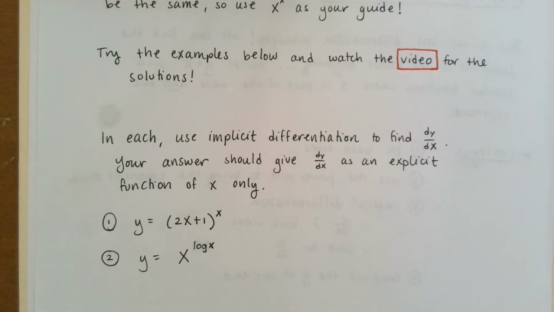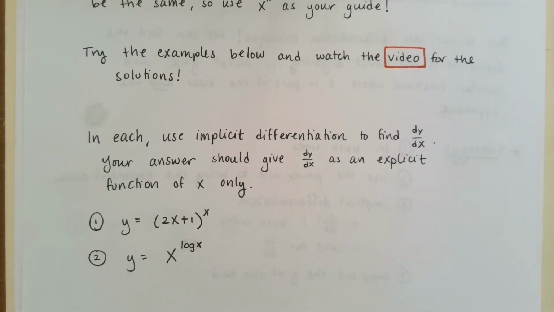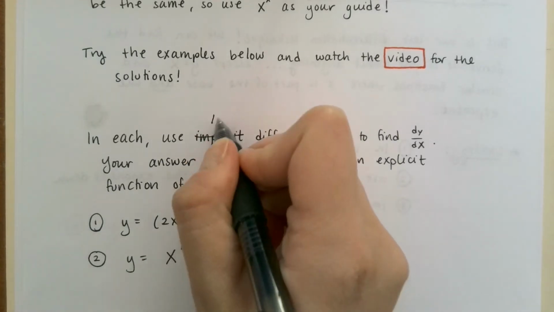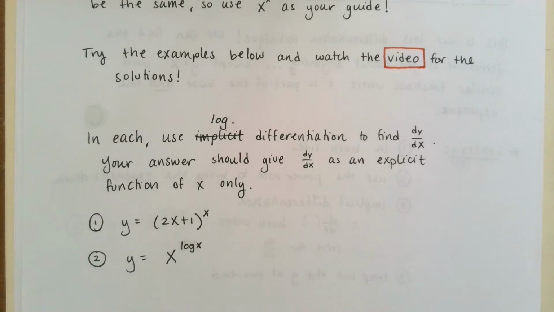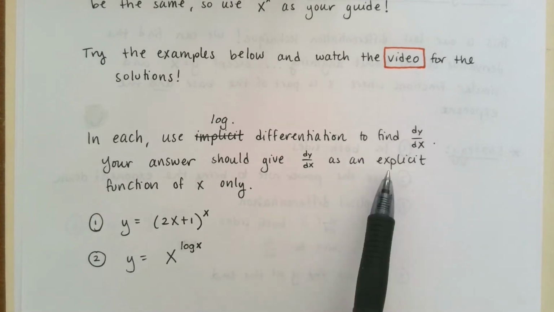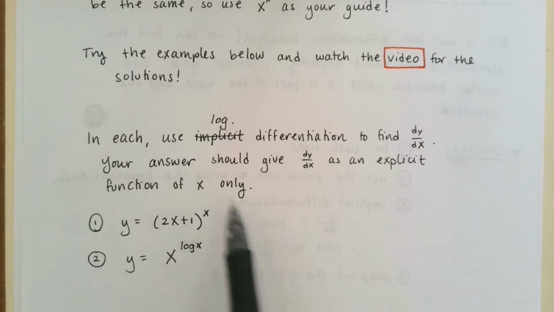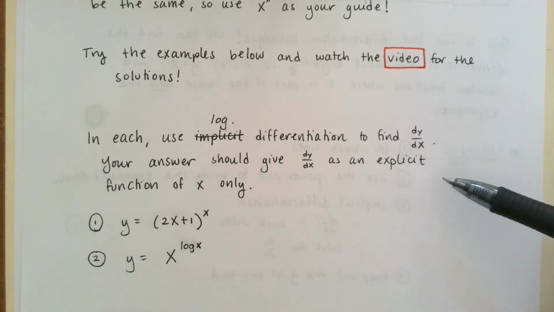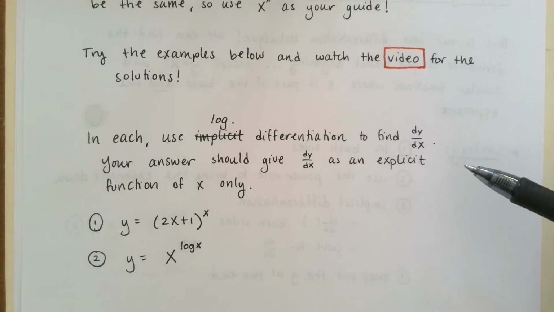Hi everyone, in this video I'm going to do the solutions to the two examples of logarithmic differentiation. Alright, so first thing, this is a typo. There should be logarithmic differentiation to find dy dx. So the instructions say to give dy dx as an explicit function of x only. That extra sentence just means make sure at the end you solve for dy dx and then swap out the y at the end. So if you follow the steps that are in the notes, you'll have answered these questions.